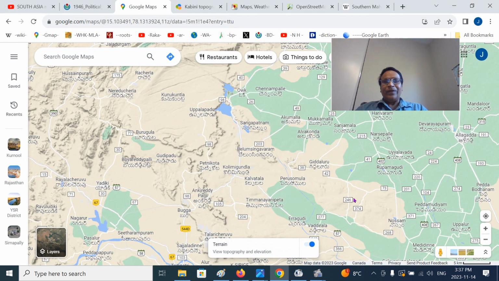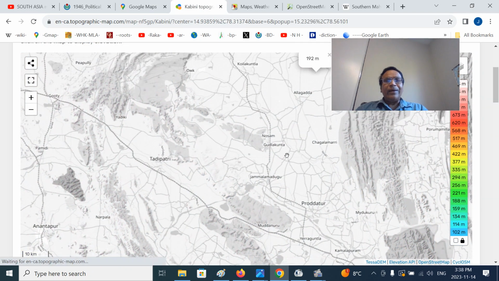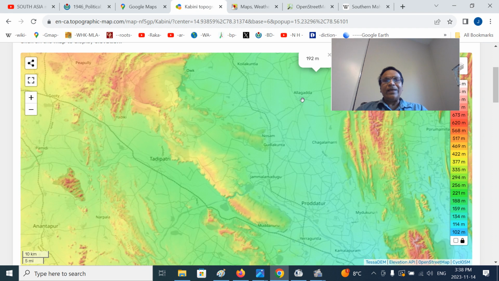You start here. And how do we know exactly the elevations? You can see this is the Nandyal Valley. That's Kolimigundla and Nossam. This is where the branch ends. Let's say the elevation in that part is 169 meters. The valley, right? This is the lesser elevation.